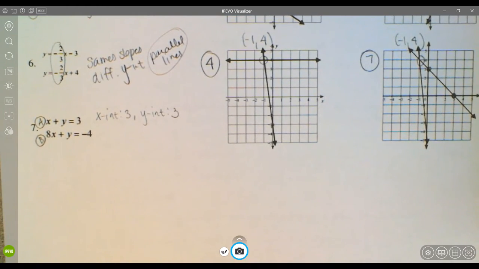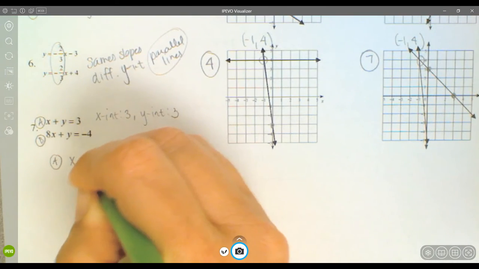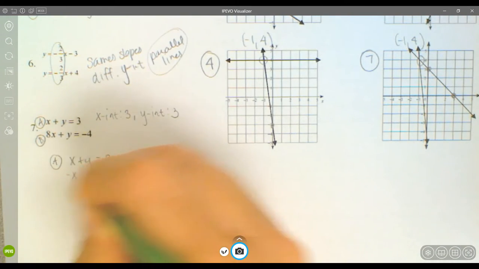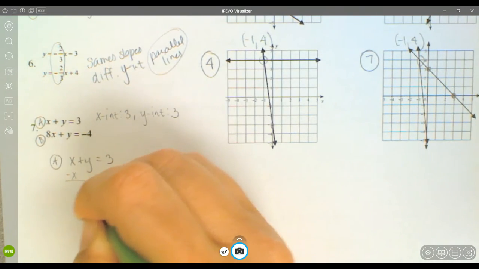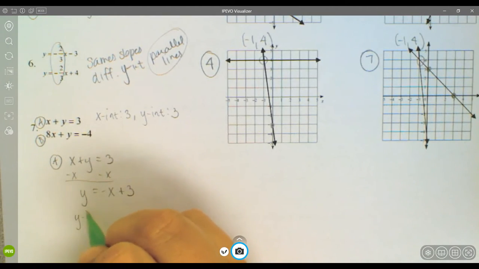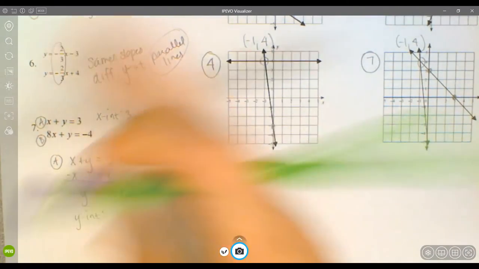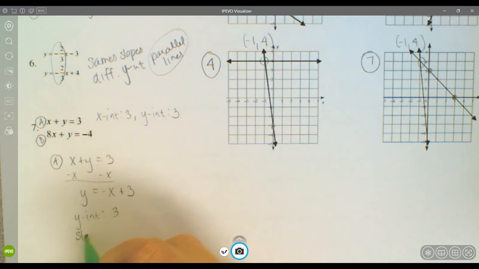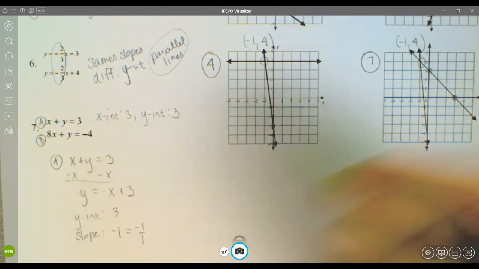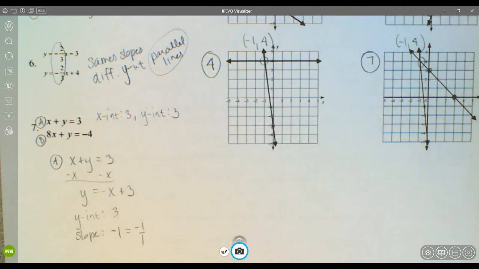I'll write these in slope-intercept form. So for equation A, if x plus y equals 3, we'll subtract the x from both sides. And so y equals -x plus 3. That's a y-intercept of... oh, my bad. Y-intercept of 3 and a slope of -1. The y-intercept is 3, down 1 to the right 1, down 1 to the right 1, down 1 to the right 1. Okay?